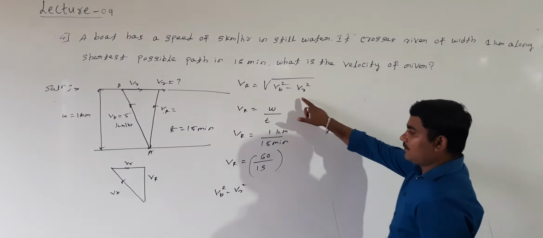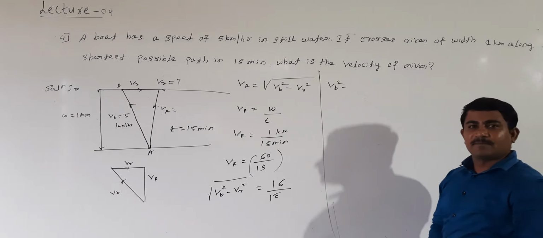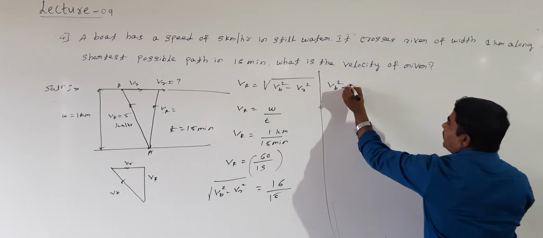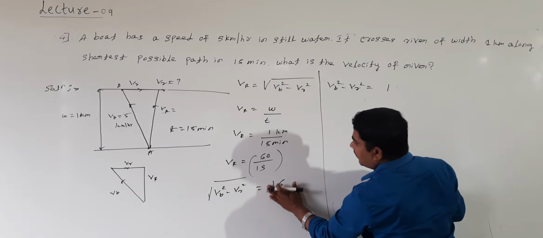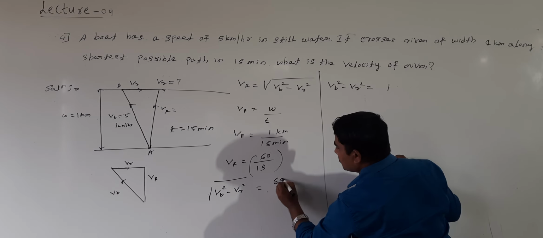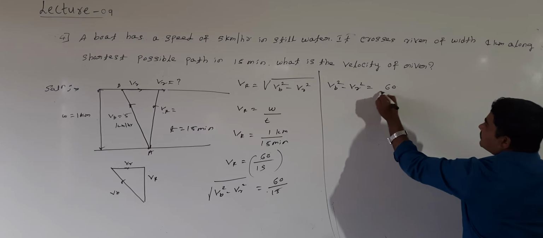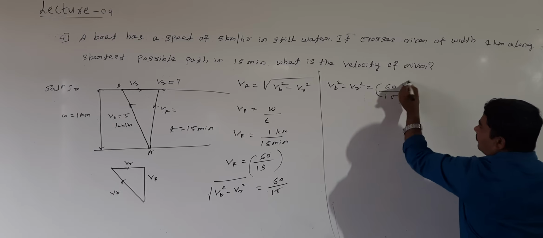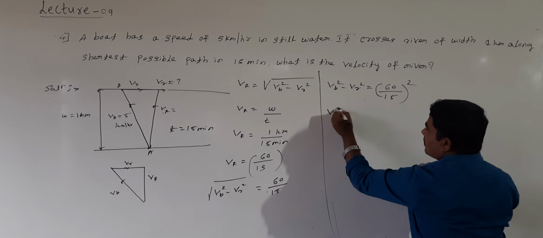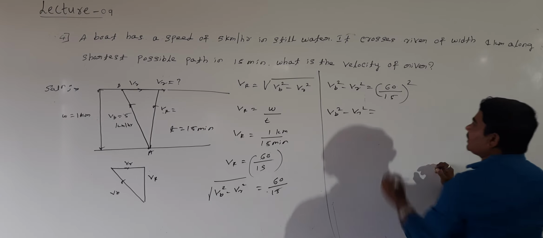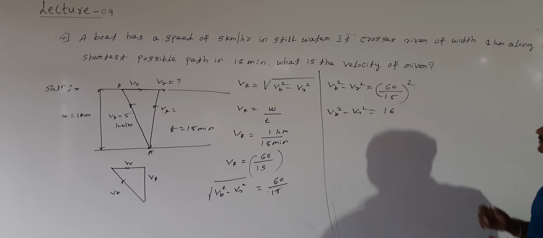Squaring on both sides, what will you get? Squaring means, how to write? VB square minus VR square equal to 60 divided by 15 whole square. Solve this, what value do we get directly? VB square minus VR square. How much did you get? This is nothing but 16, we got.